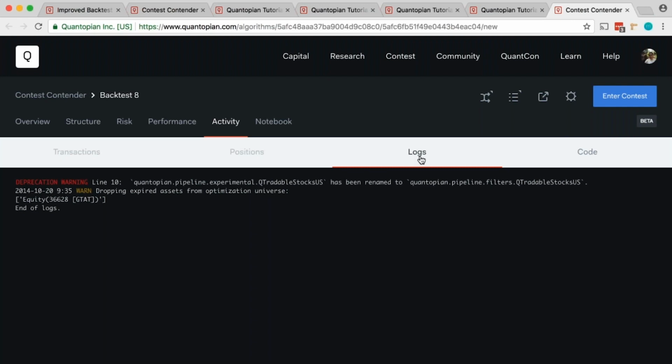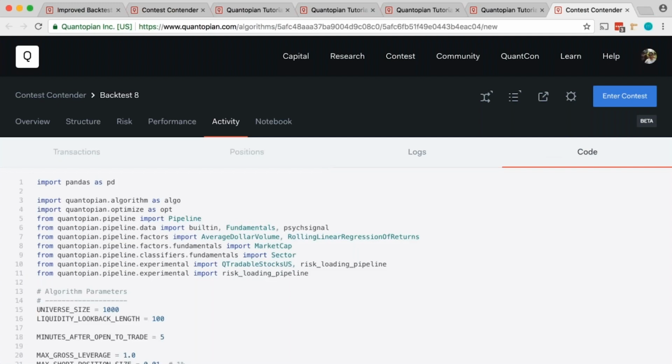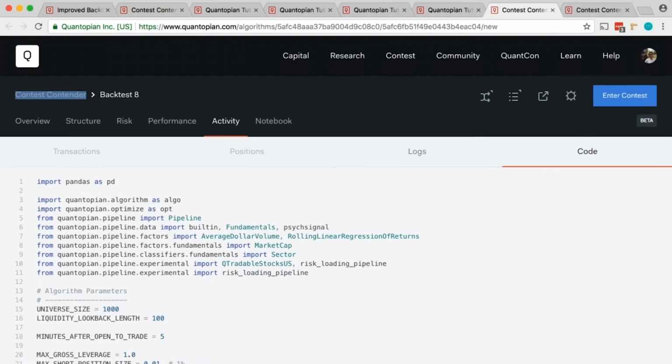You also get to see your logs streaming through. So here actually it turns out that I'm using an old version of the QTradableStocksUS, which I should fix. And it looks like I have an expired asset in my optimization universe. You also get to take a look at your algo code, and you can also go back to the IDE by clicking on your algorithm name. But if you'd just like to see a snapshot of your code, you can see it here.